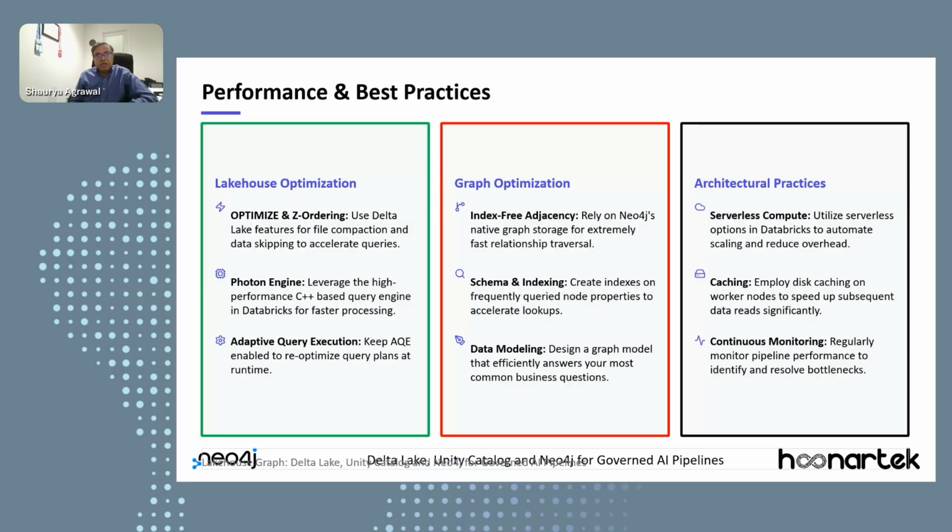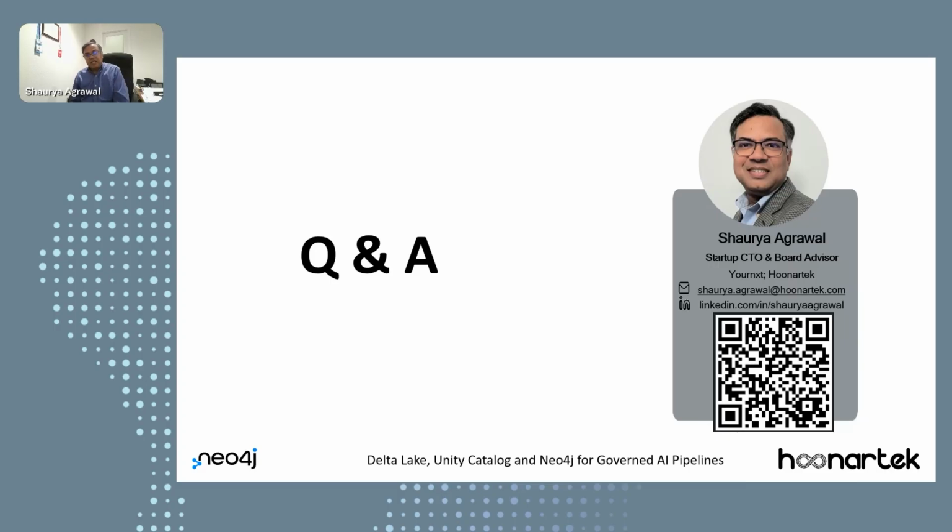On the graph side, some of the big improvements or best practices you have is to create indexes frequently, we know that. And keep the data model clean and simple. Overall, the architectural practices that we use is to focus on caching, continuous monitoring, and emphasize serverless computing.